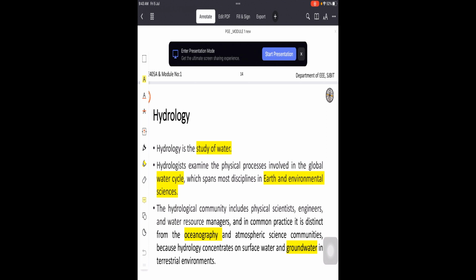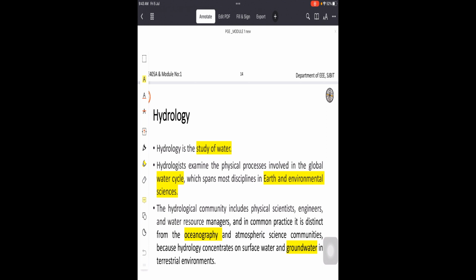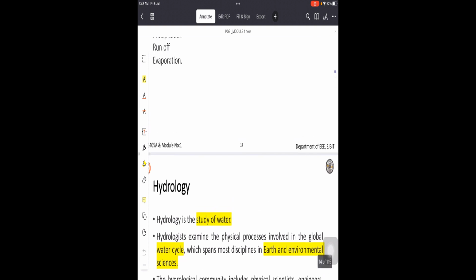In today's session, let us understand the topic hydrology, how it works, and what the meaning of hydrology is. Then let us also understand the hydrological cycle, precipitation, runoff, and evaporation, and also see the curves, that is, the hydrograph, the flow duration curve, and the mass curve.